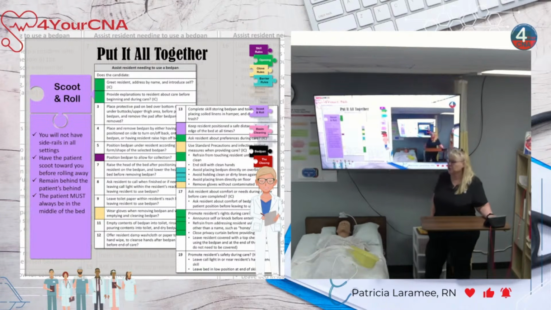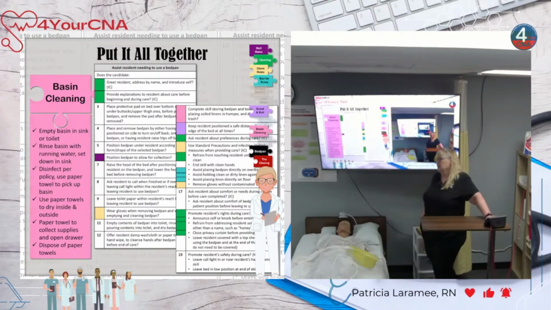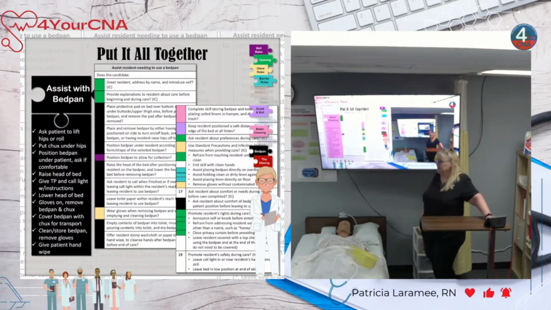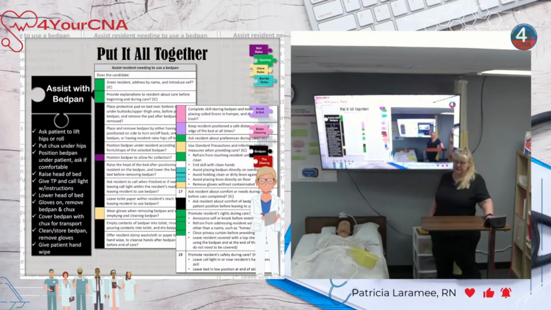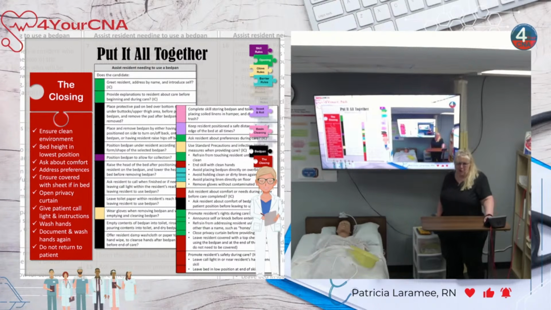All right, patients should always be in the center of the bed. We're going to clean our basin the way we clean everything else. And we're going to follow those steps we just talked about. We'll finish up with the closing. So this isn't a hard skill as long as you kind of know a little bit about the patient needs to be in an upright position, the bedpan needs to be covered, those types of things, which I just made a big deal out of.